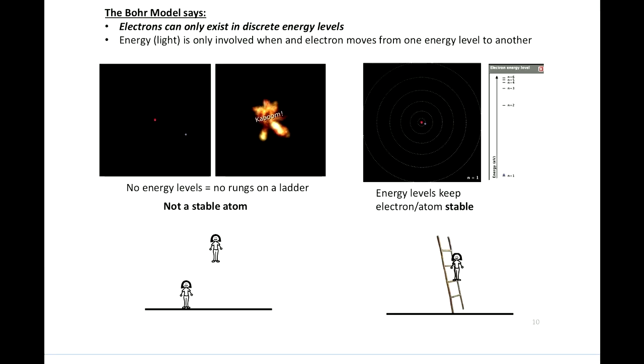So what's stopping an electron from just funneling in and colliding with the nucleus? And that's what the Bohr model does. It allows the electron to be safe and stable away from our nucleus, all right? So the idea here is we need energy levels present, or else the atom explodes on itself. And then we have nuclear fusion happening, and that's not good.